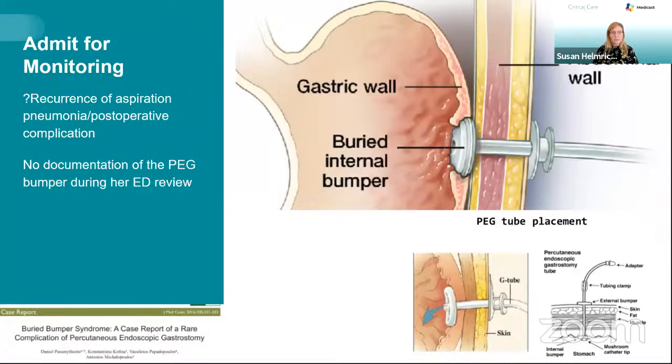So Mrs. D was admitted for recurrence of aspiration pneumonia, query postoperative complication. There was no documentation at this stage in relation to the PEG bumper position. The link that is appearing there in your chat box talks a little bit about the complications of buried bumper. The bumper is essentially the anchoring point of the PEG tube, and if that becomes malpositioned, then it can lead to complications.